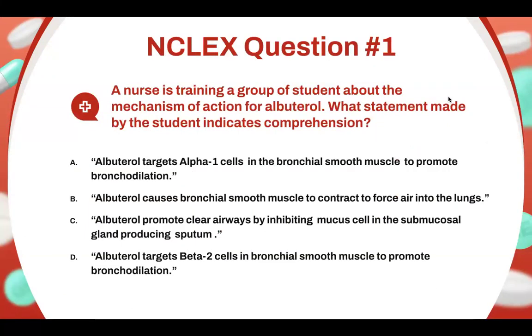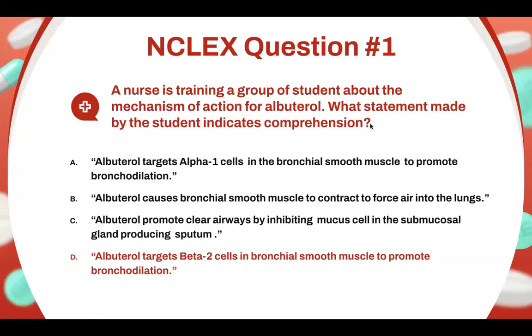NCLEX question number 1. A nurse is training a group of students about the mechanism of action for albuterol. What statement made by a student indicates comprehension? A. Albuterol targets alpha-1 cells in the bronchial smooth muscle to promote bronchodilation. B. Albuterol causes bronchial smooth muscles to contract to force air into the lungs. C. Albuterol promotes clear airways by inhibiting mucus cells in the submucosal gland producing sputum. Or D. Albuterol targets beta-2 cells in the bronchial smooth muscle to promote bronchodilation.